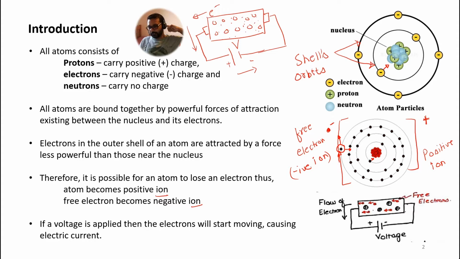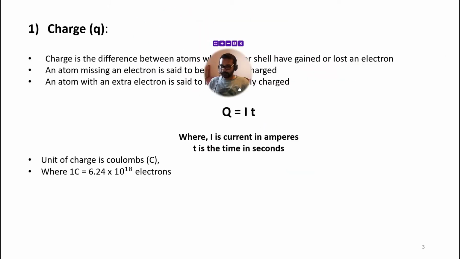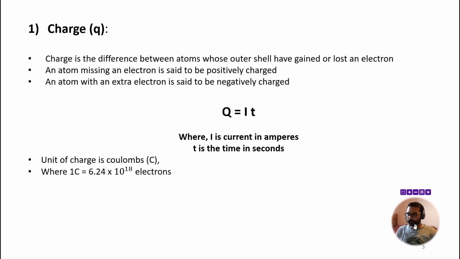Now generally metals have a large number of free electrons, that's why they are quite conductive. And insulators have very small to negligible amounts of free electrons, so that's why they do not conduct electricity, they are insulators, right? So having discussed that, let's move on to the first topic which we have to study.